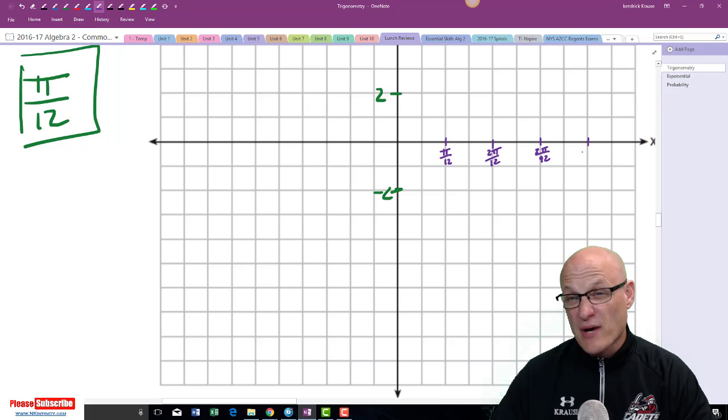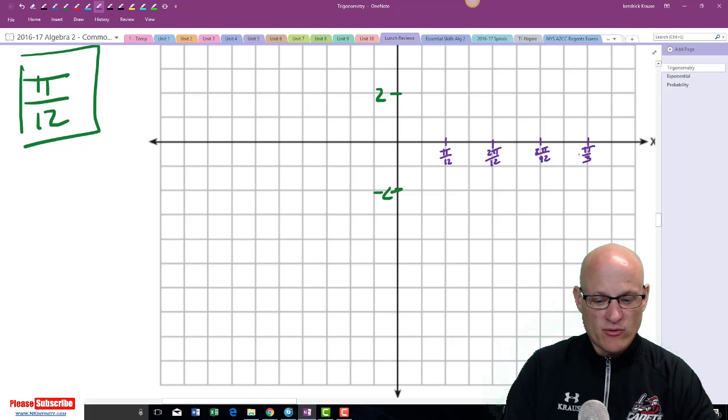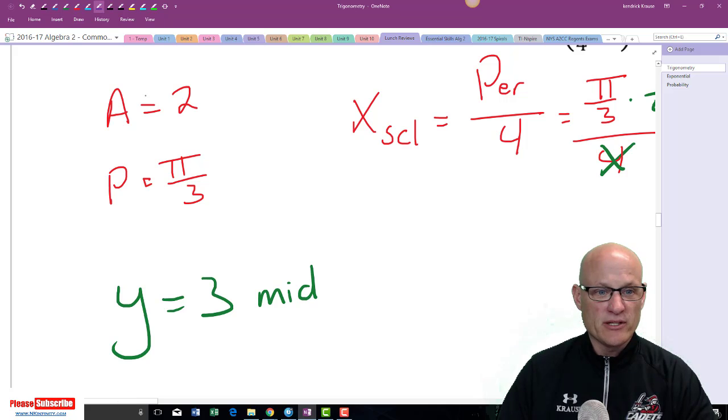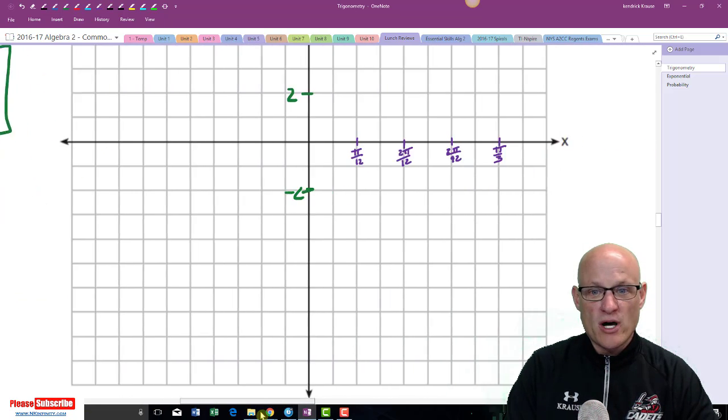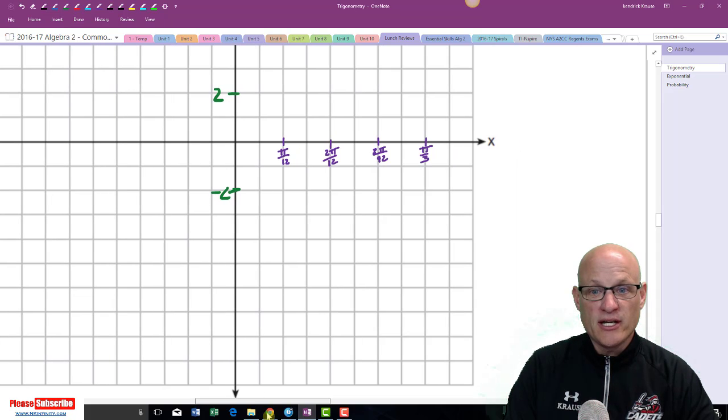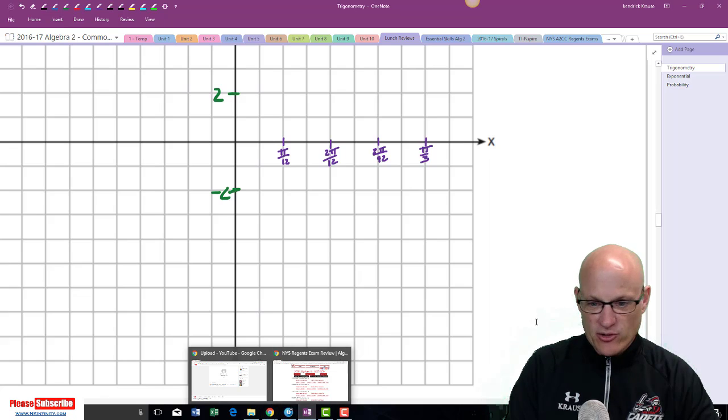This is 4 pi over 12. Now 4 pi over 12 is pi over 3. Now if I go back over here to the left, what's my period? Oh, my period is 4 pi over 3. So I should finish one full curve in pi over 3. Now you'll see why I do this when I'm finished with this.